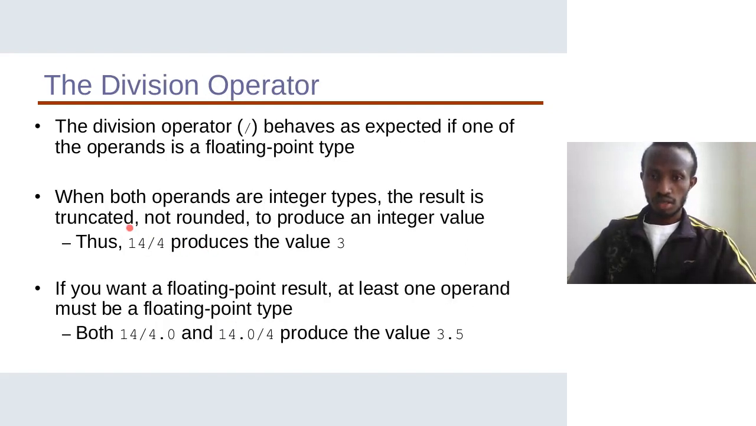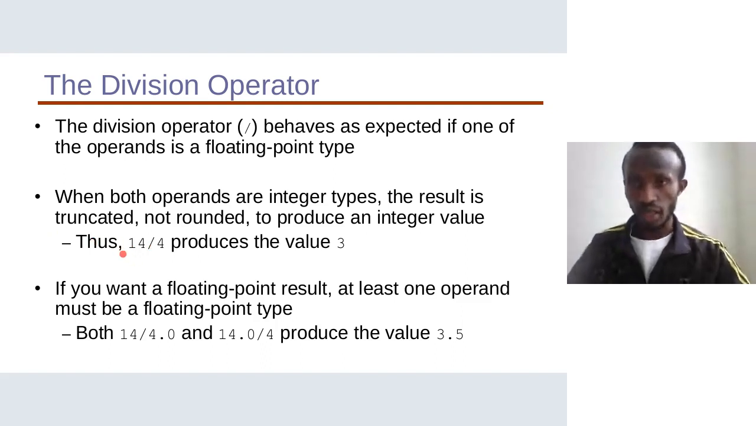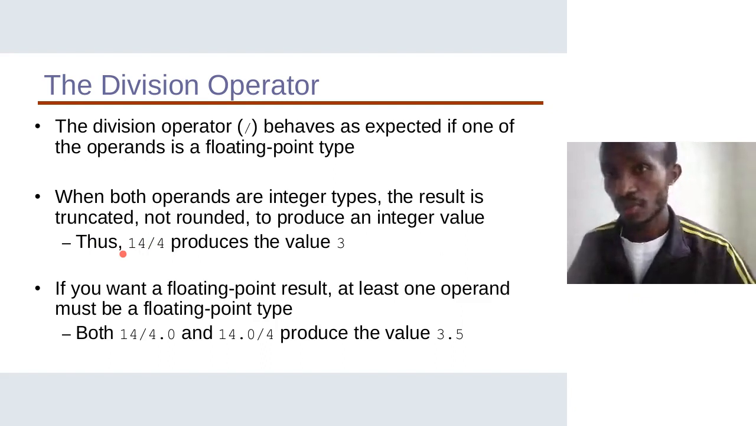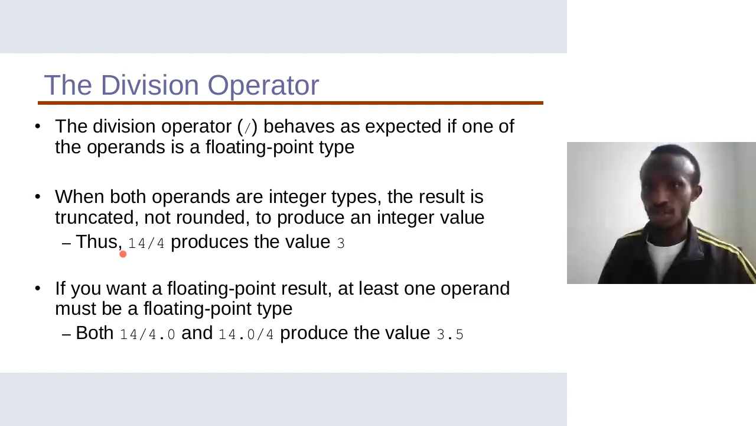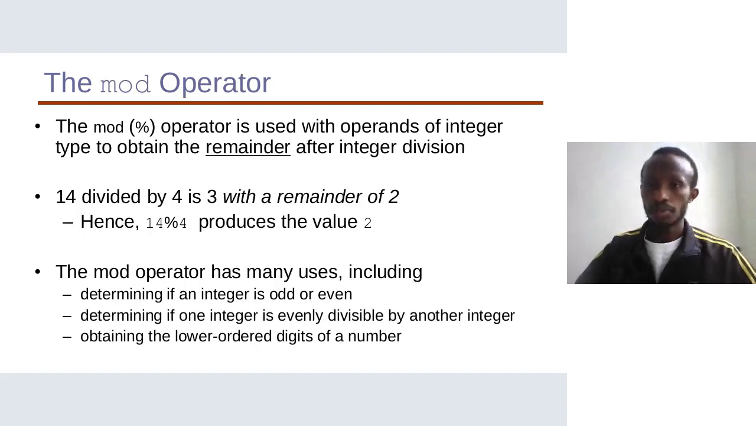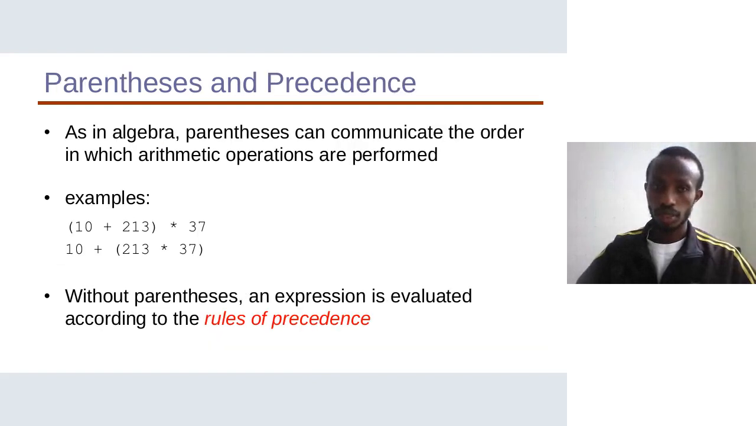And maybe you can talk about that division operator. If both operands are integers, the result will be an integer; that is, the fractional part will be truncated. If you want the result to be a double or a floating point type, then you'll have to convert one of the operands to a floating point value. For example, if I use 14.0 divided by 4, then the result will be a double. If I do it the other way around, like you have seen here, the result will also be a double. So there we have the modulus operator.